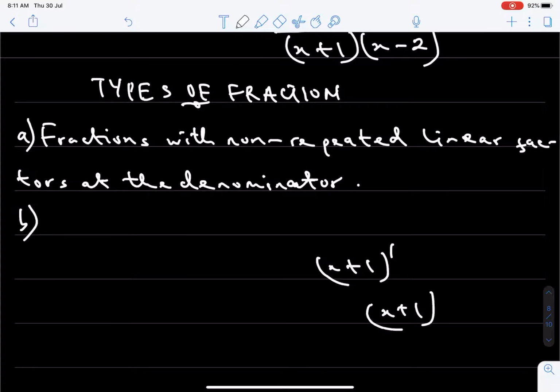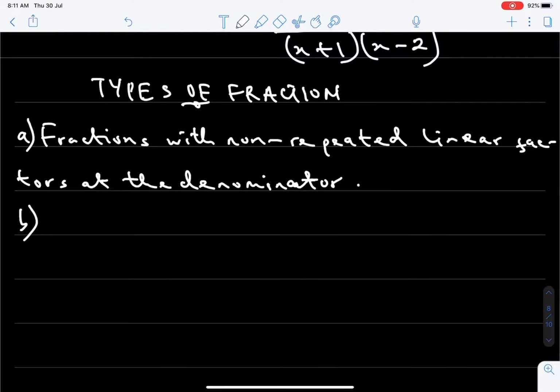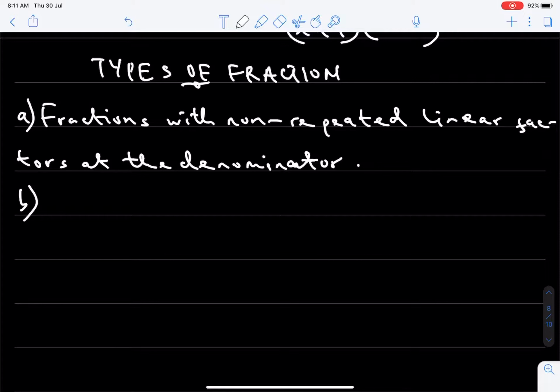That's a linear factor, but if its power is greater than 1, then we say it is repeated. We'll explain that further as we take examples.